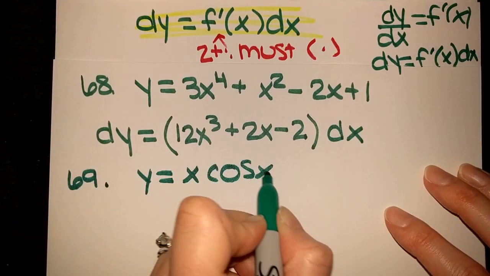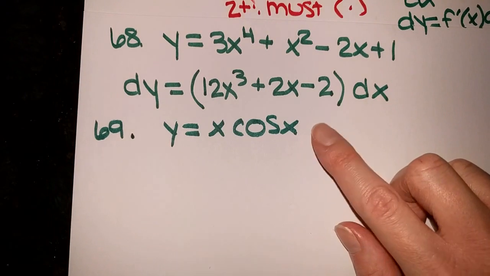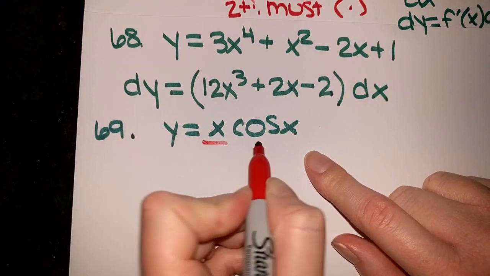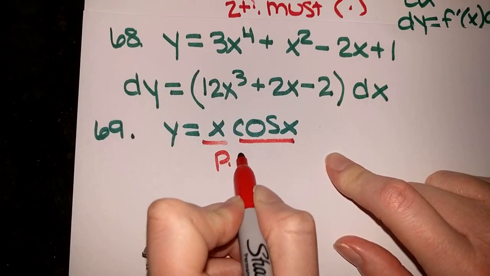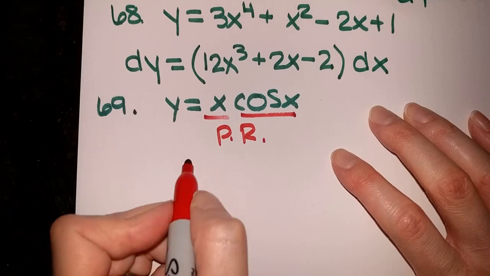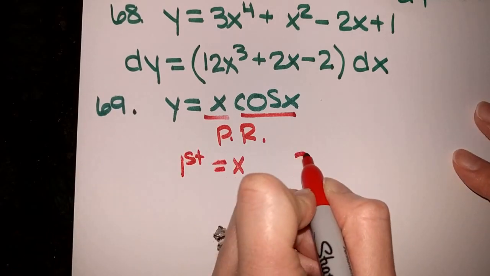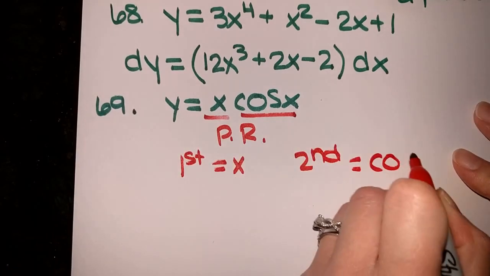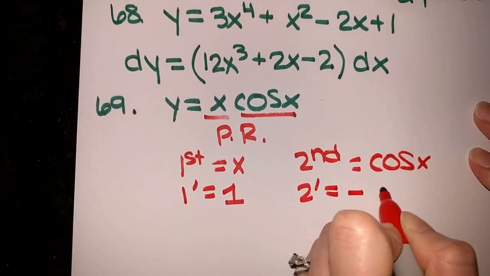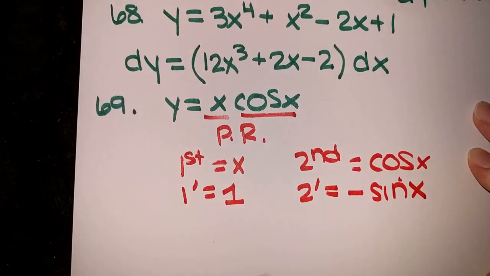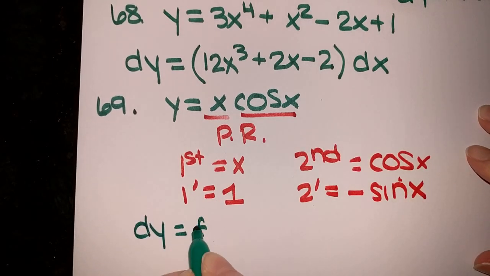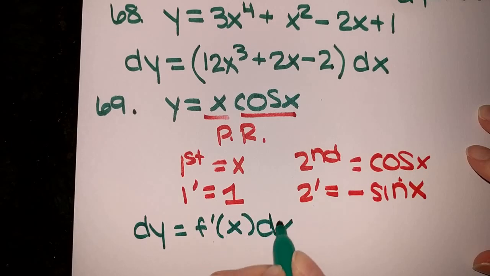Now you'll notice for question number 69, it's a little different here though, because you have a variable times a variable. So this is going to require the product rule to find our differential. So we'll have our first function is x, second function cosine x. First function's derivative is 1, second function's derivative is negative sine x. So our dy is equal to f prime of x dx.